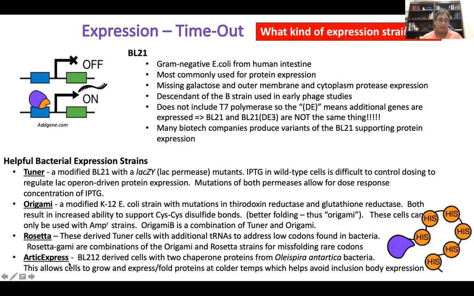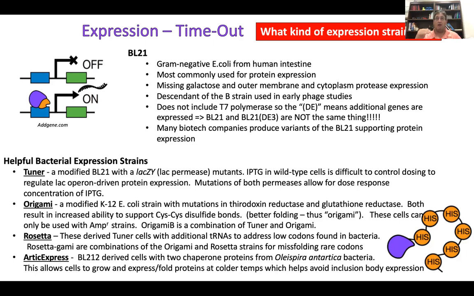And then the Arctic Express cells. These are BL21 cells that have additional proteins being made in the cells from Antarctic bacteria. These are chaperones that allow the cells to grow, thrive, and more importantly, make protein in very cold temperatures. Because some proteins at a high level of expression actually cause the proteins to be put into what we'll learn as inclusion bodies. It's toxic to the cell or the proteins misfold, and we don't want that.